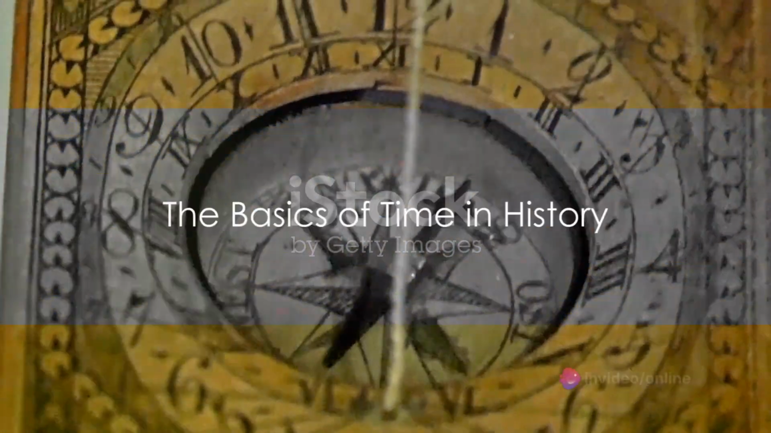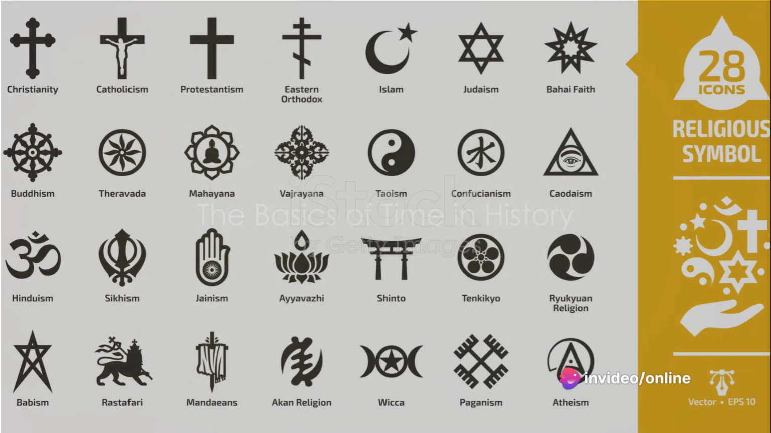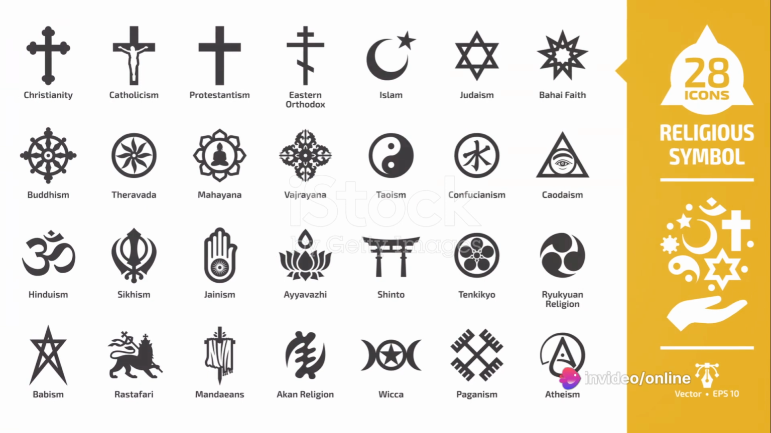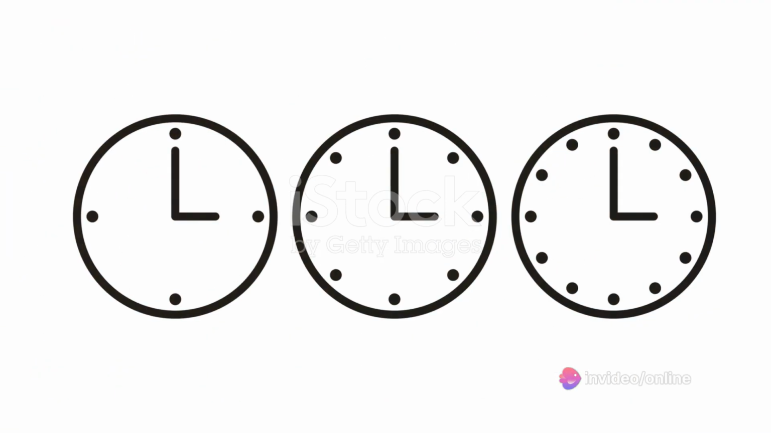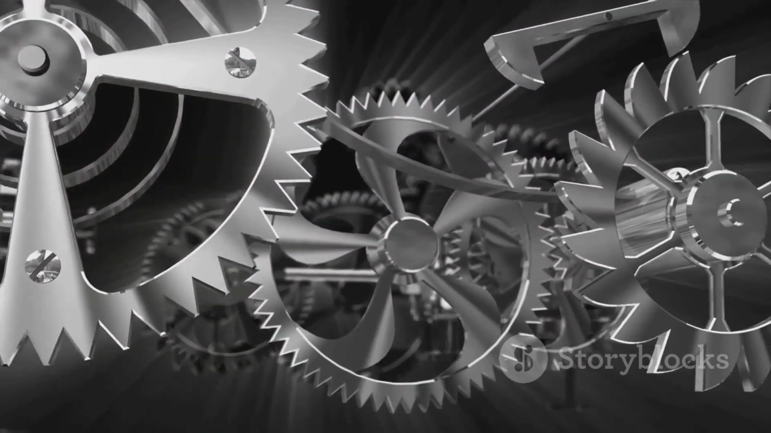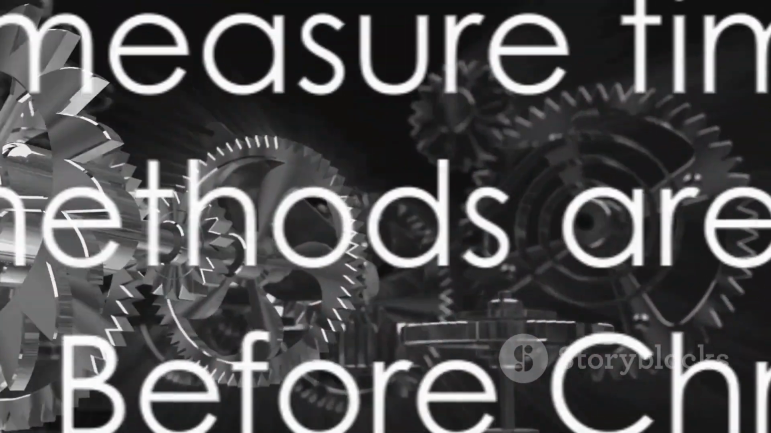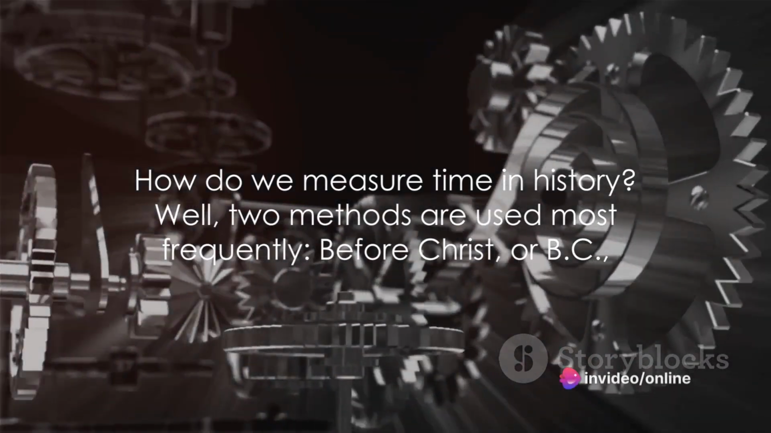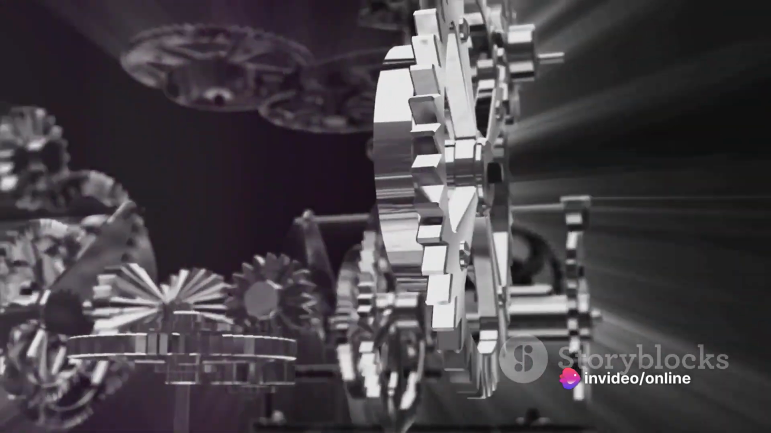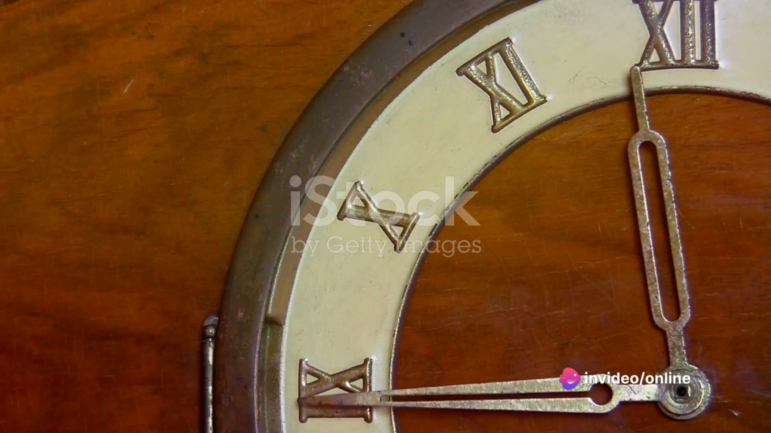Have you ever wondered how history measures time? This question may seem straightforward, but the answer is quite intricate. History spans a vast expanse of time, and to study it accurately, we need to measure it precisely. Now, how do we do that? Well, two methods are used most frequently: before Christ or BC, and Anno Domini or AD.